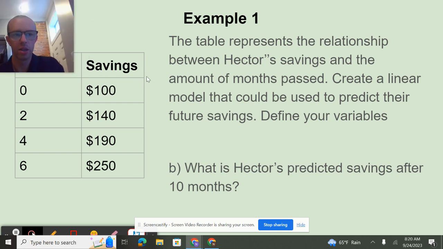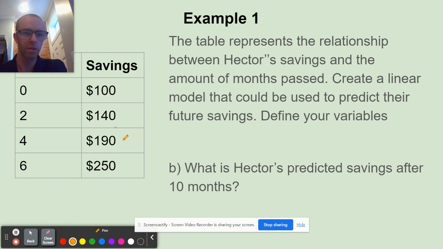So this table represents the amount of months that have gone by in Hector's savings account. Create a linear model that can be used to predict his future savings. Define your variables. So I'm going to create a linear model. It's asked me to make a linear equation. So I know I'm going to use y equals mx plus b to represent a linear function, where b represents the beginning or the y-intercept and m represents the rate of change.